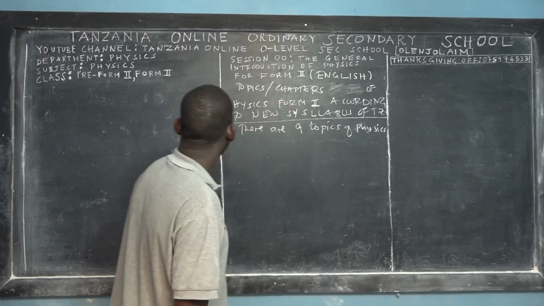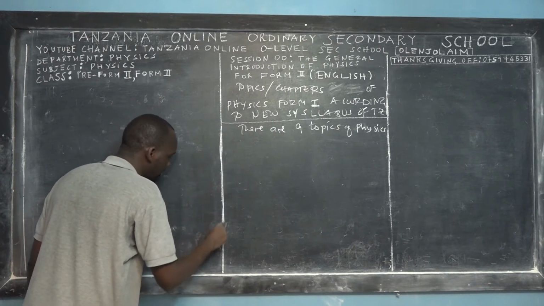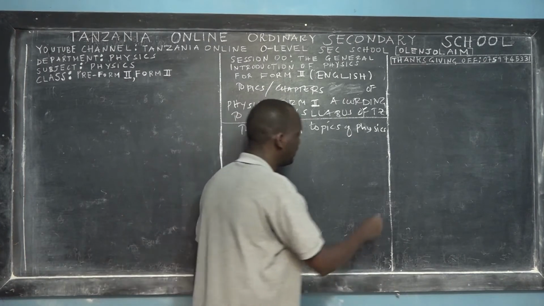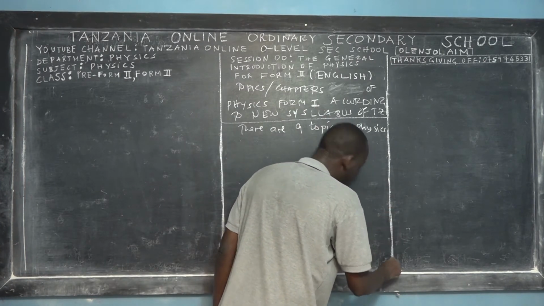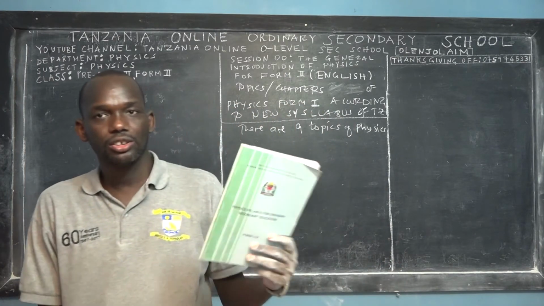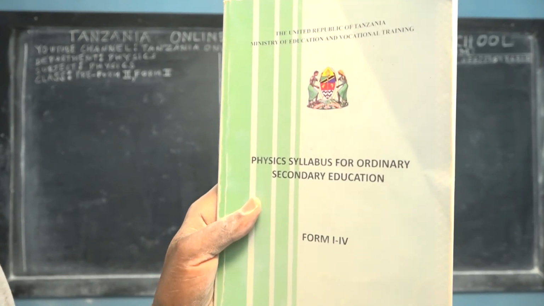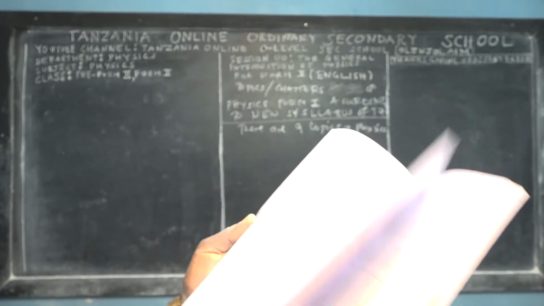What I would like to say is that these 9 topics have been mentioned in the syllabus of the United Republic of Tanzania. So this is our syllabus book, right? If you remember, you can open the page where you find the description for Form 2. So this is the Form 2 page.